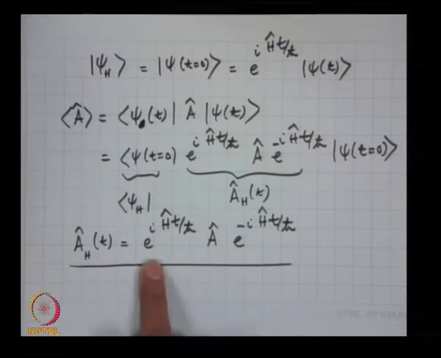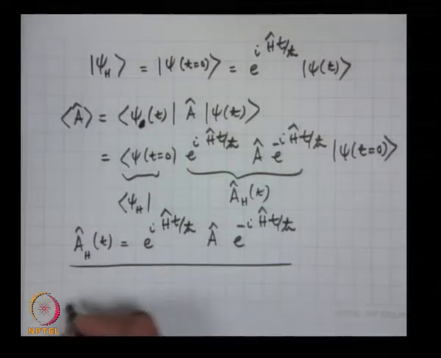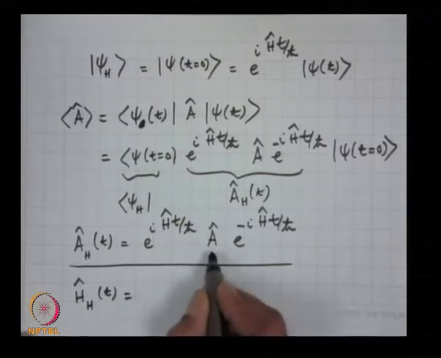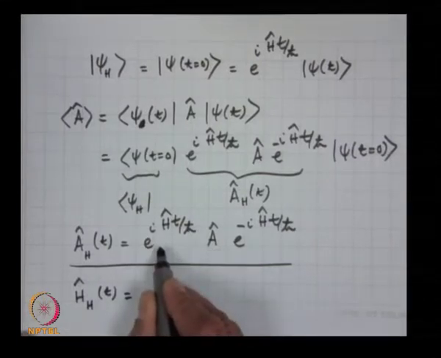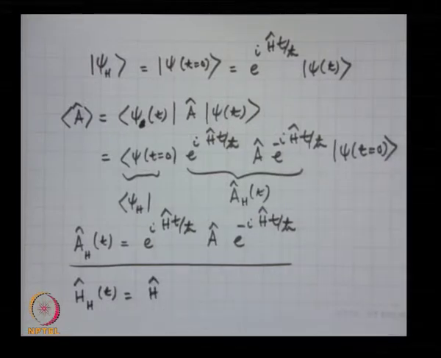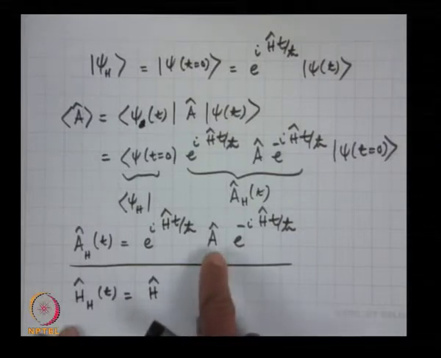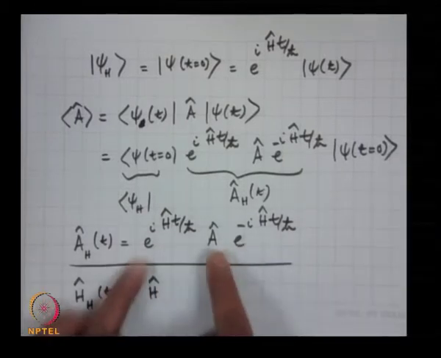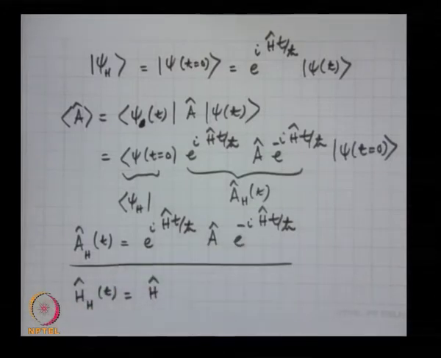If A commutes with H, then, for example, what will be the Hamiltonian in the Heisenberg picture? This will be H, and H commutes with exponential iHt by h-bar, so this will simply be H. So this is independent of time. The Hamiltonian in the Heisenberg picture and the Hamiltonian in the Schrodinger picture are the same, because if I replace A by H and expand the exponential, this H commutes with all the H's anyway. So I can interchange this H and exponential, and I get unity.